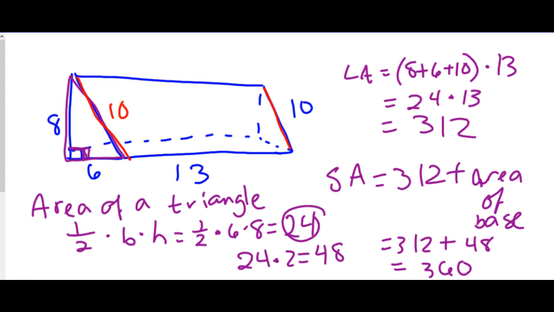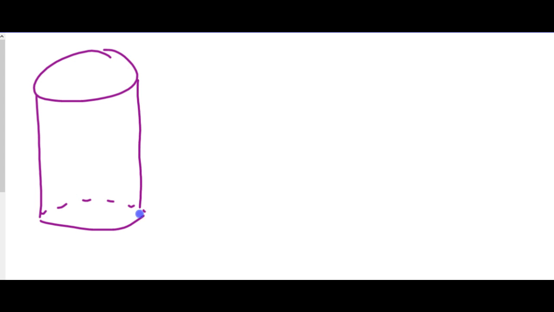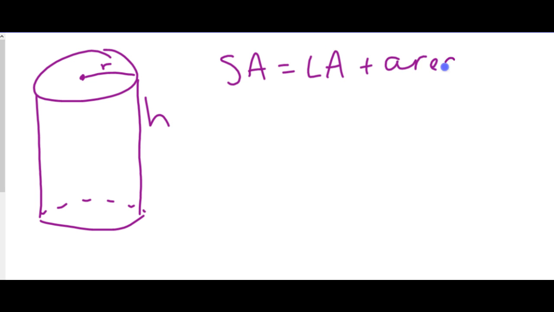Next is a cylinder. A cylinder will actually have the same surface area formula as a prism. Surface area of a cylinder is still lateral area plus area of the bases. But the formulas for lateral area and area of the bases will change a little bit.